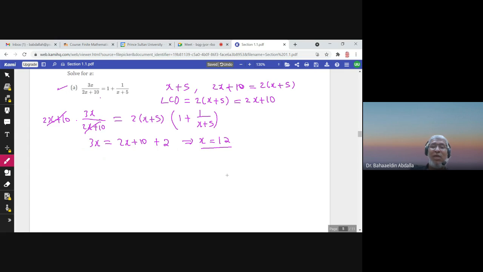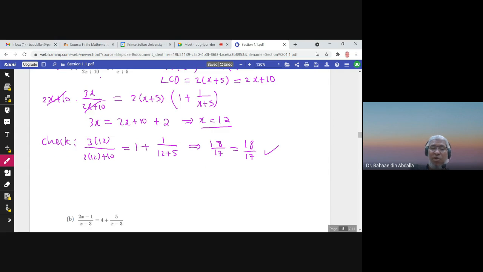And that's the solution. You need to check your solution in this case because there is a variable in the denominator. So 3 times 12 over 2 times 12 plus 10 equals 1 plus. Notice that 12 does not make the denominator 0, so we have no problems here. If you check, you will find that this side is equal to 18 over 17, and also this side, if you use the calculator, is 18 over 17. So x equals 12 is the correct solution.